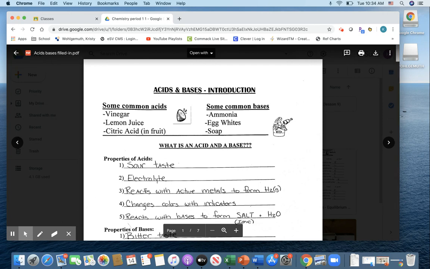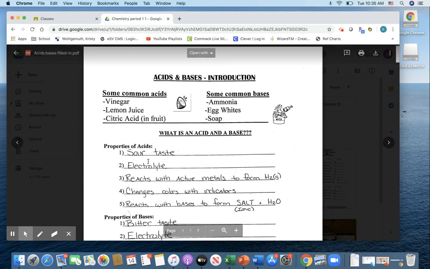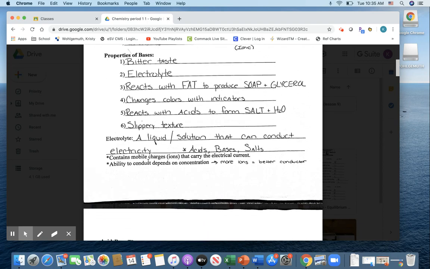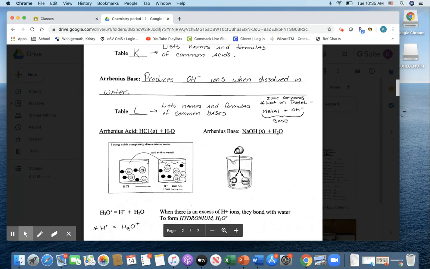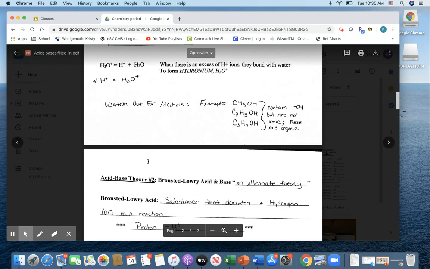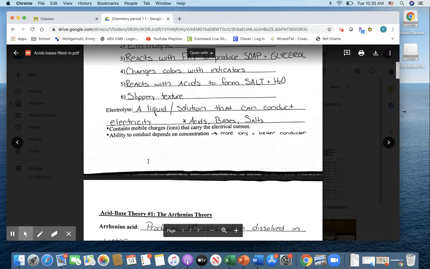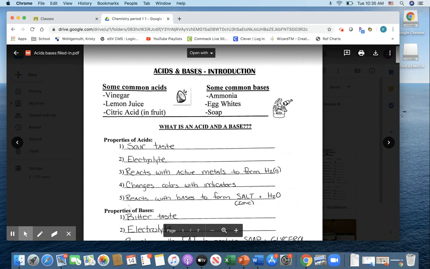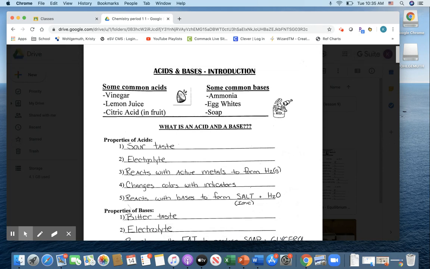So I have the notes posted. There's a set of completed notes, as you can see here. So I'm going to be using this. There's also a Word document with blank spaces that you can type notes in if you'd like. So whichever works best for you, please go right ahead.